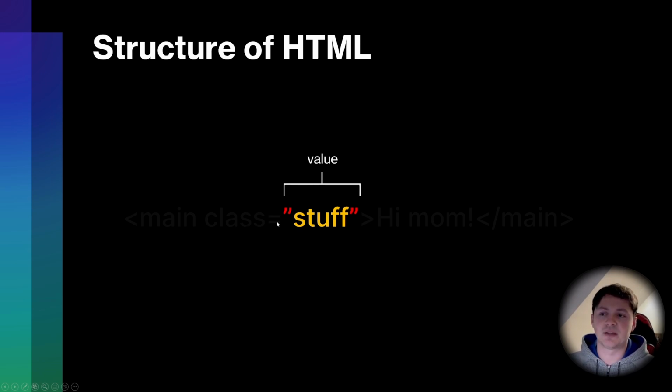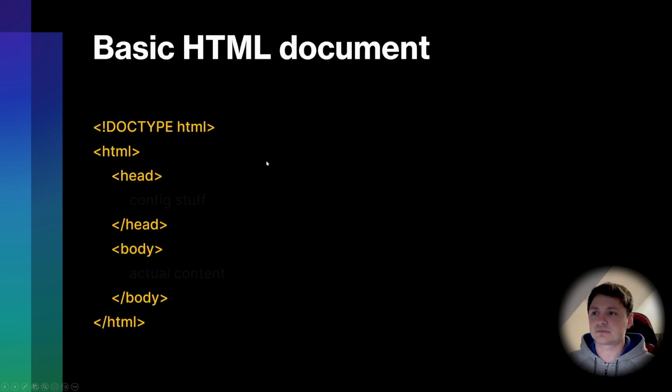So you have the equal sign, and after that you have a pair of quotation marks. Between those quotation marks, you have the value, which is basically some text. Here we have stuff. It's a name of a class that we'll use to style this element, but we'll look at it later. So the document basically is, any website is a document as far as HTML is concerned. And as we said, HTML is tags, and the document consists of tags.